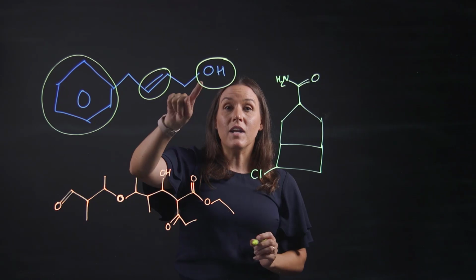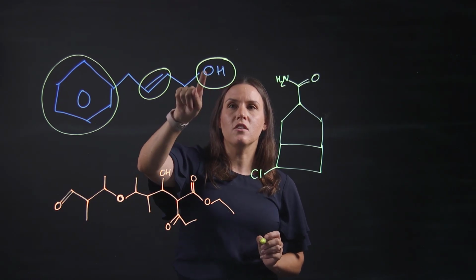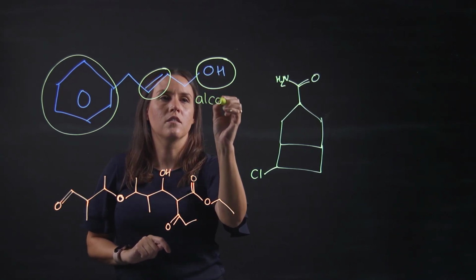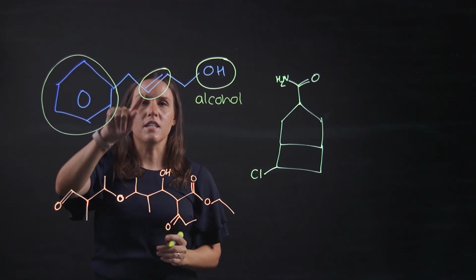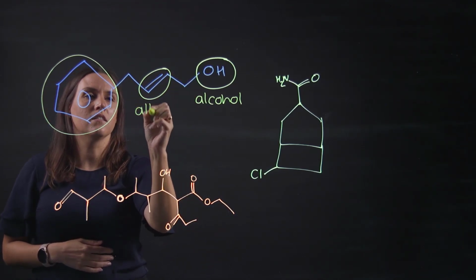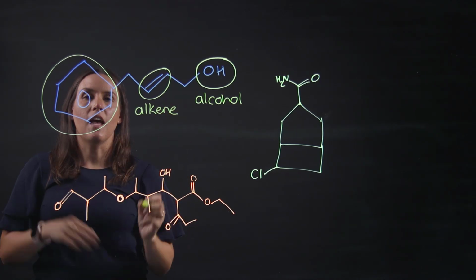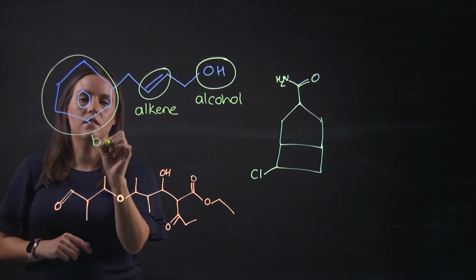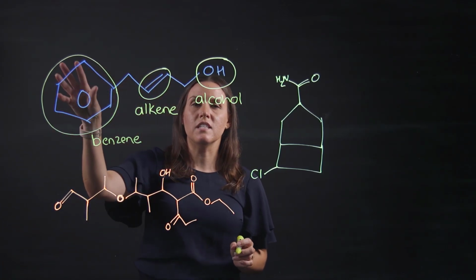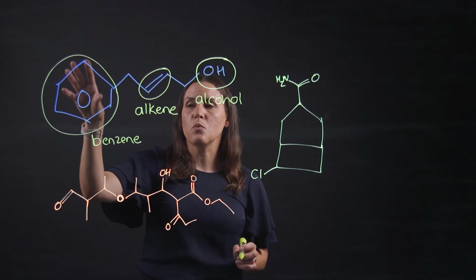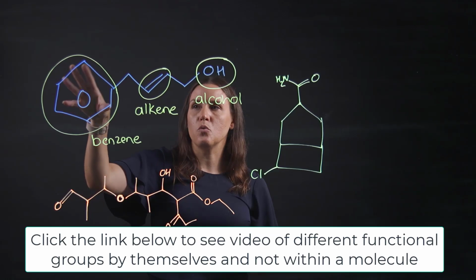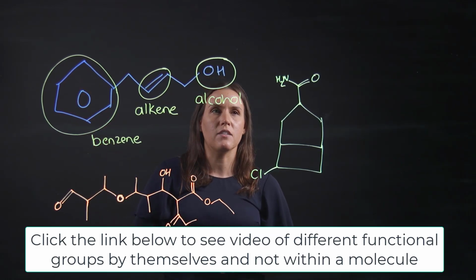So this one here, an OH that's bonded to some sort of carbon group, is an alcohol. This one here, where we've got two lines, is an alkene. And this one here is a benzene. So in chemistry for living systems, if you're at the beginning of the subject, we haven't specifically talked about benzene yet, but towards the end of the subject, we will talk more about benzene and benzene reactivity.